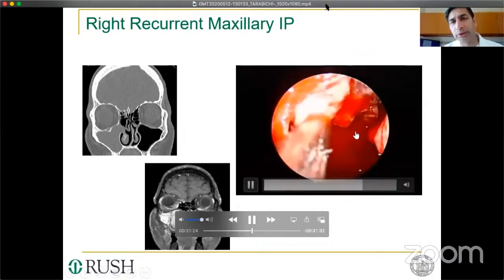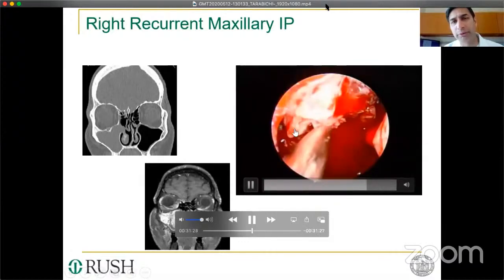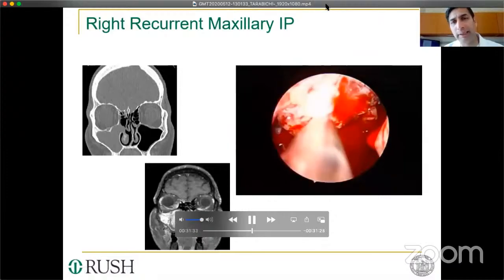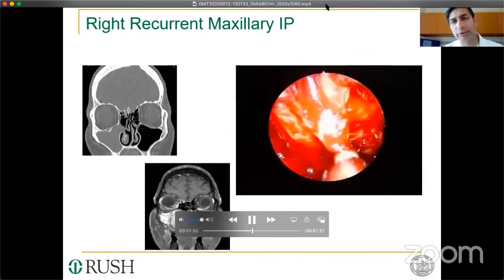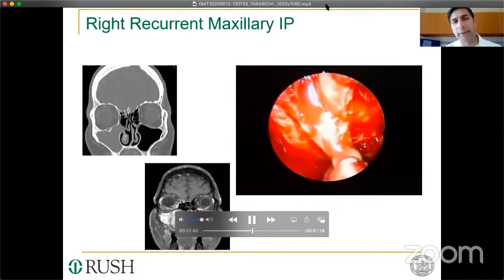And then we're working with a 0-degree endoscope here, removing that free-floating component of the tumor. And you can see it goes lateral and behind the infraorbital nerve here. And then we're actually going to use a drill to drill down that last bit of the microscopic disease.